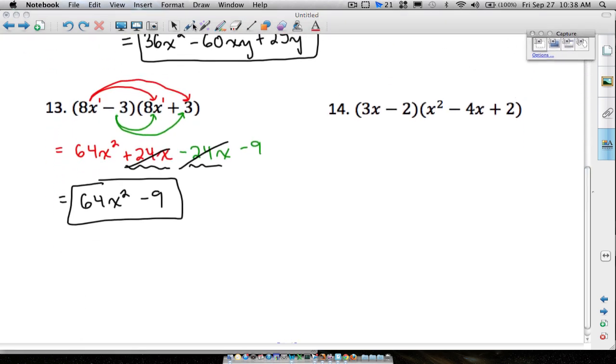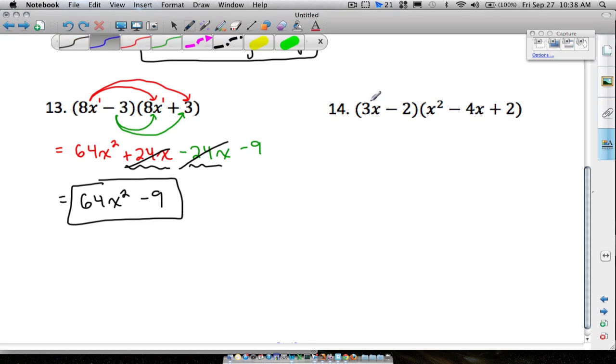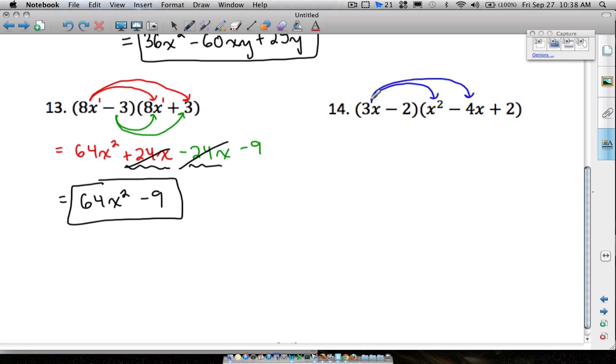And then this last one right here, a binomial times a trinomial. That means we're going to have to take this 3x and multiply it times x squared, multiply it times the negative 4x, just watch your signs, and then multiply it by the positive 2. Doing all that, 3x times x squared is 3x cubed. Adding the exponents there again. 3x times a negative 4x. That's going to be negative 12x squared. Watch those signs and remember to add those exponents. And then 3x times 2 is plus 6x.